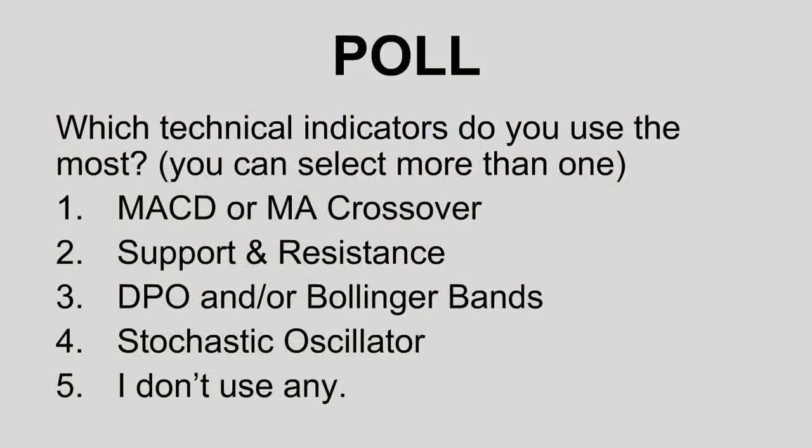So another quick question. Which technical indicators do you use the most? Maybe you don't use any, and you can say that, but do you use the MACD or moving average crossovers? Do you use support and resistance? Do you use the DPO, which stands for detrended price oscillator, and or Bollinger Bands? Stochastics, which is my favorite go-to indicator, or you don't use any. There are a lot of technical analysis indicators, and it can feel overwhelming at times. We're going to focus on these. We're going to focus on a few.